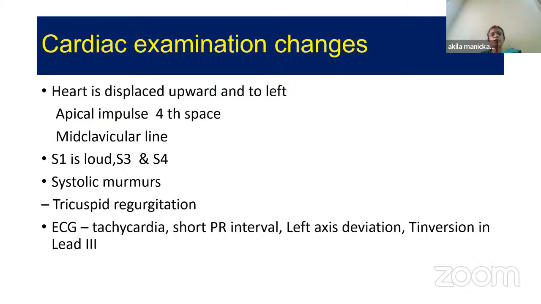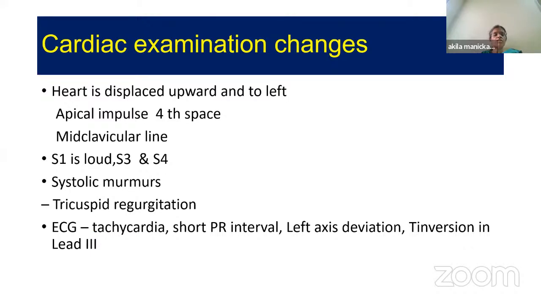And when we look at the systemic changes, going to the cardiovascular changes now, looking at the anatomy of the heart, how is the heart being positioned in the precordium? Because of the growing size of the uterus, the heart is displaced upward and to the left. So when you want to do a physical examination and locate the apical impulse, it is located at a higher level, at the level of the left fourth intercostal space, and it lies in the mid-clavicular line.